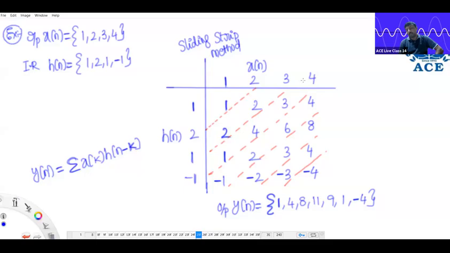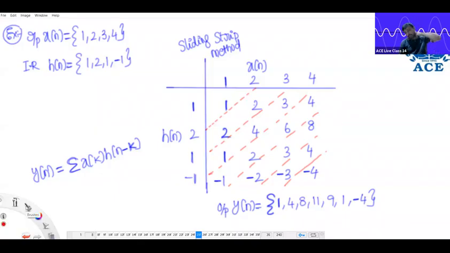Take the samples of the input and system separately. However we do general multiplication, follow that process. Try to make the sliding arrangement. After that, just add the values inside each strip: 2 plus 2, 3 plus 4 plus 1. That is giving us the output.